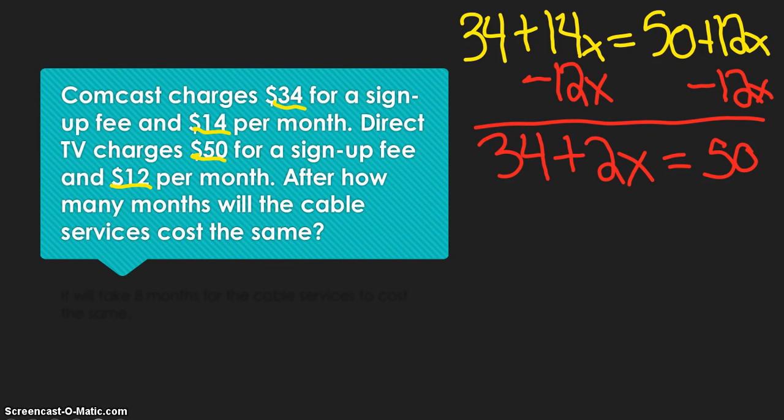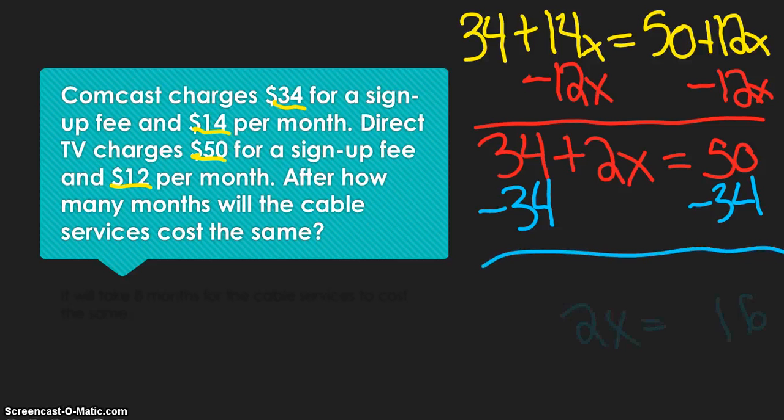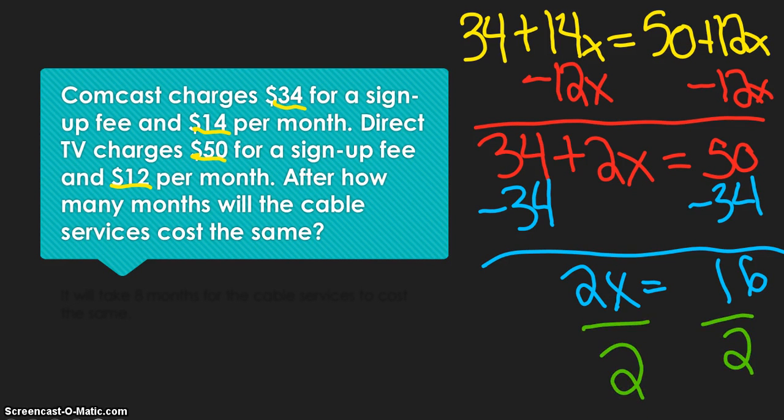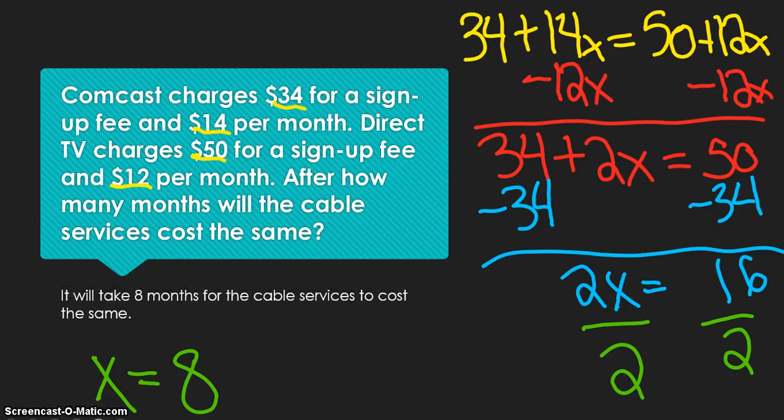The next thing you'd want to do is subtract 34 on both sides, and that would give us 2x equals 16. Now since the 2 is right next to the x, that means they're being multiplied, so you need to divide to figure out your answer. So divide by 2 on each side, and your answer will be x equals 8. It will take 8 months for the cable services to cost the same.